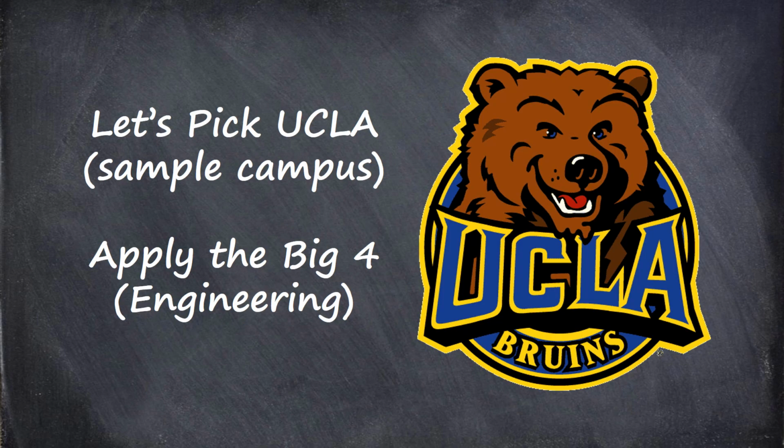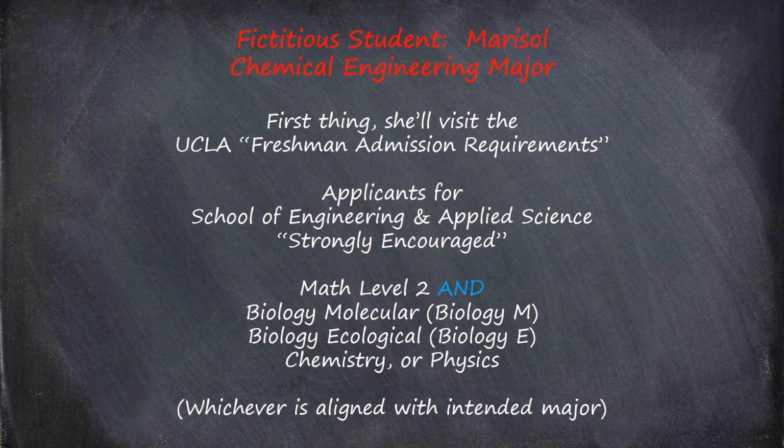We're going to pretend that UCLA is one of the schools that we're going to be applying to. This is going to be our sample campus. And we're going to use the Big Four strategy, and we're going to apply it to this with engineering as our intended major. We're going to look at a fictitious student named Marisol. And Marisol intends to major in chemical engineering at UCLA.